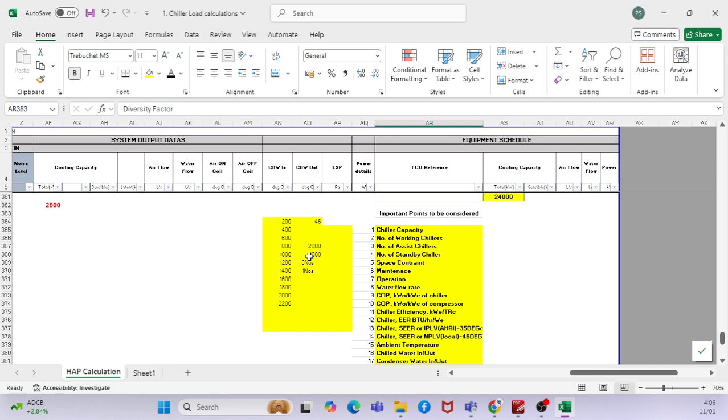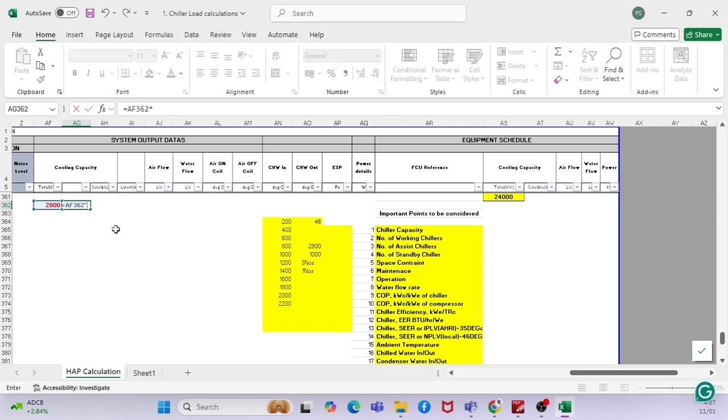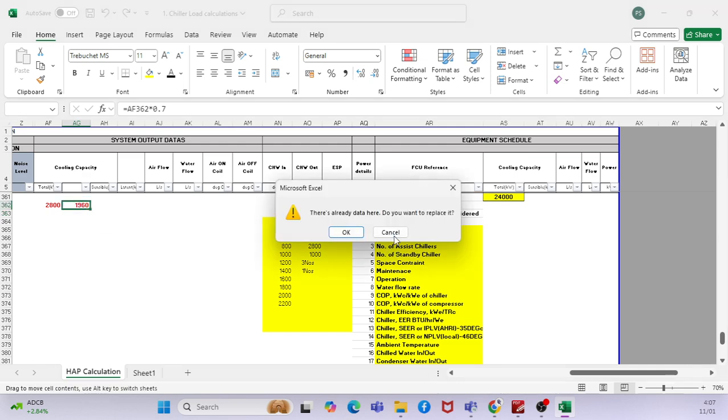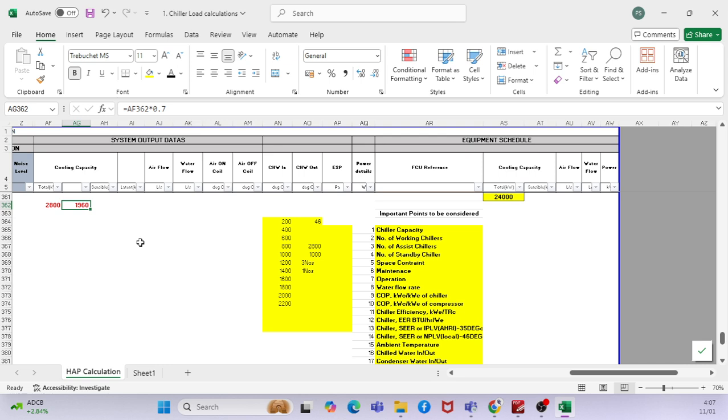So what I wanted to understand, I know you will be discussing this down the line, but instead of 2,800, maybe I will apply 0.7. So you may go with a project capacity of 1,960 instead of 2,800 after applying diversity. Now when you do the chiller selection, you can do it based on this particular capacity, right?